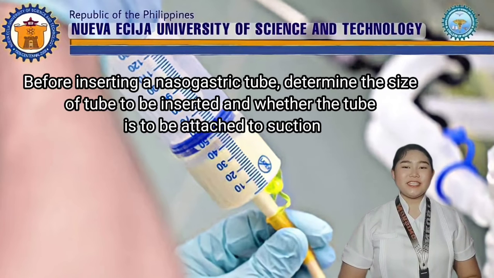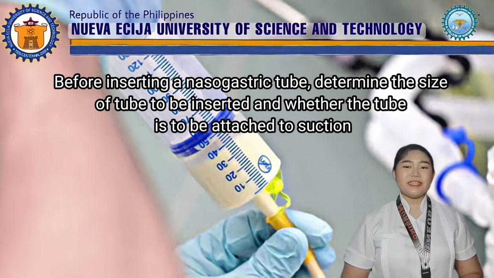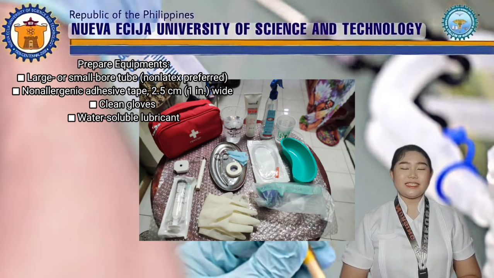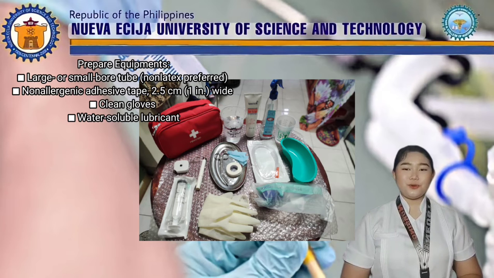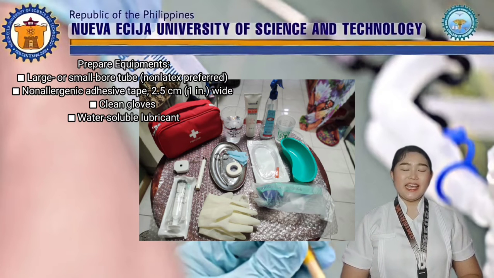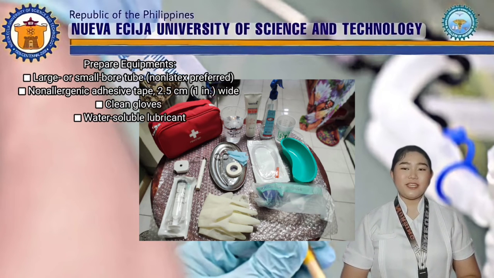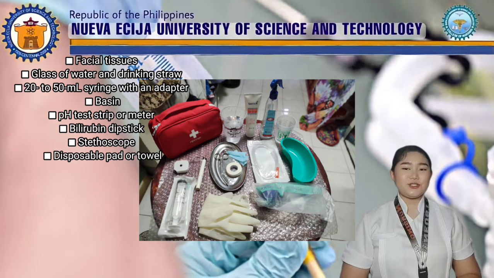Planning. Before inserting a nasogastric tube, determine the size of the tube to be inserted and whether the tube is to be attached to suction. Prepare equipment: large or small bore tube, non-allergenic adhesive tape, 2.5 cm wide, clean gloves, water-soluble lubricant, facial tissues.